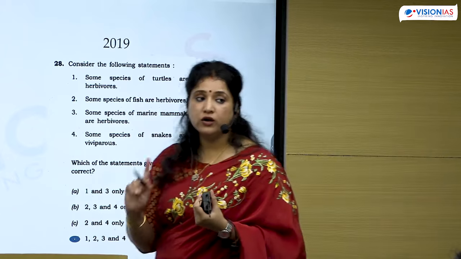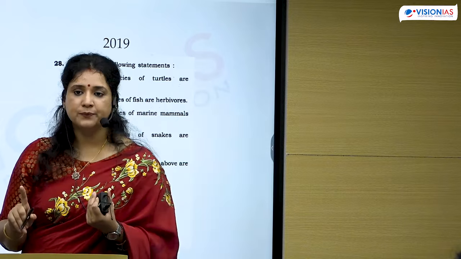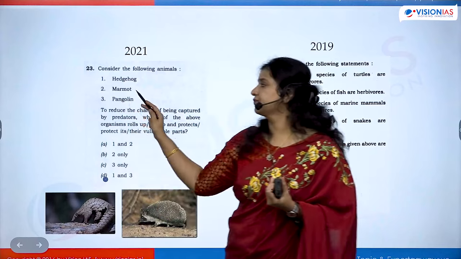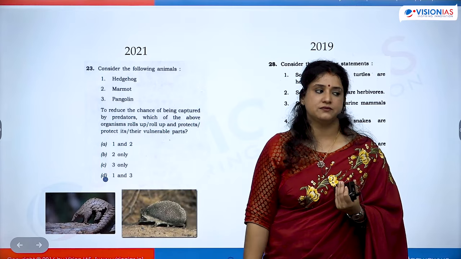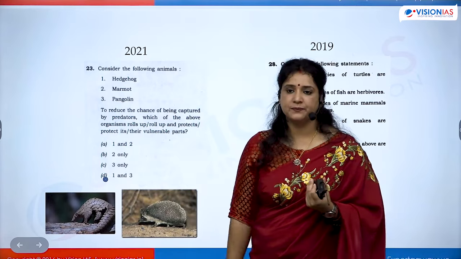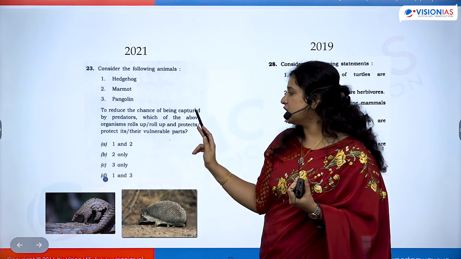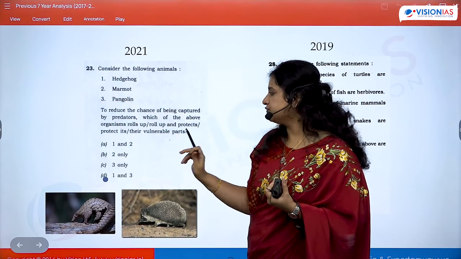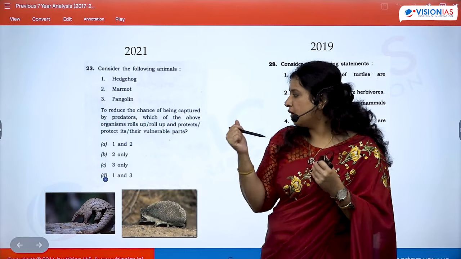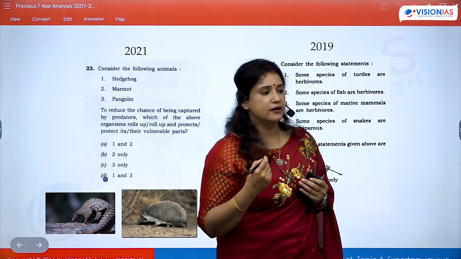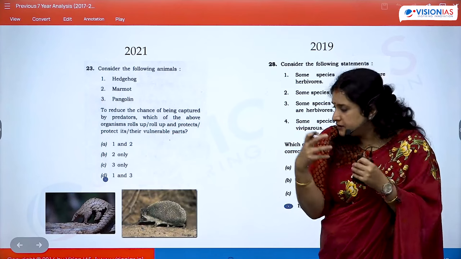Now, I had told you to remember Himalayan marmot. Look. 2021. Now, consider the following animals. To reduce the chance of being captured, which of the above roll or protect themselves or their vulnerable parts? Which of these animals roll down?